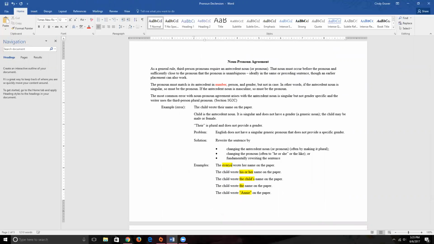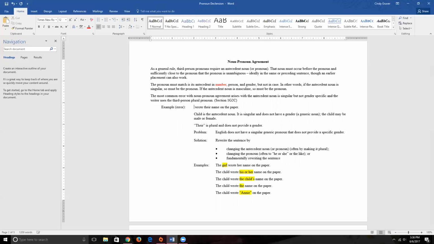So I'm going to say, everyone wrote her name on the paper. Well, we know immediately this is wrong. Everyone is singular, third person, but includes males and females. Okay? So that's what we have in terms of number, person, and gender. But we don't have a definite pronoun that will work in that situation. So the way I currently have this written, this is not a good choice. This is wrong. Actually, let me go back. Let me switch this one up.